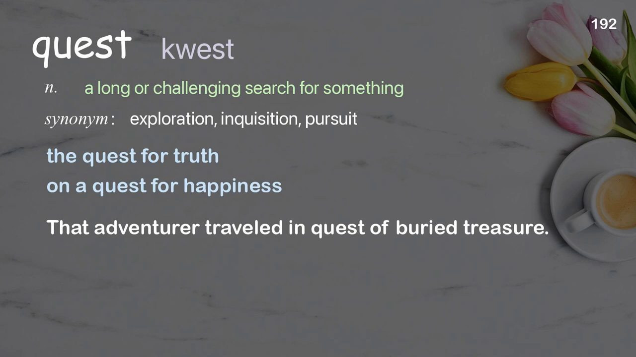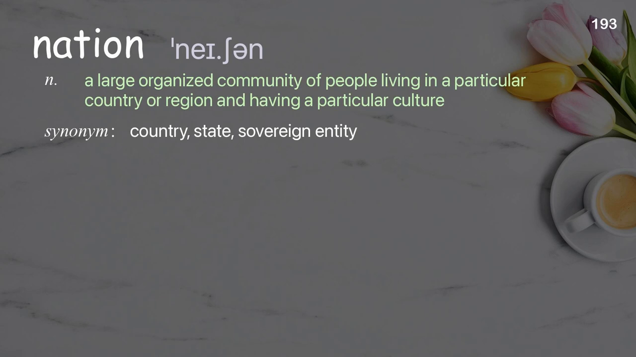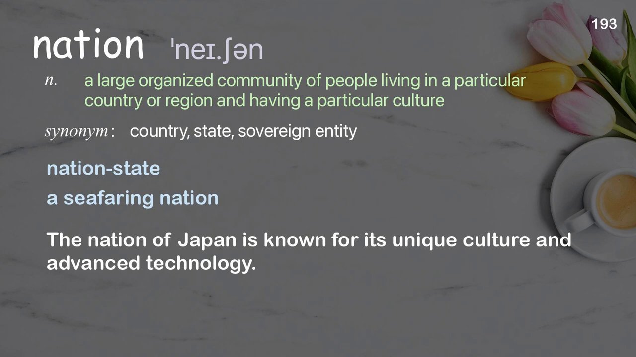Nation: a large organized community of people living in a particular country or region and having a particular culture. Examples: nation state. A seafaring nation. The nation of Japan is known for its unique culture and advanced technology.